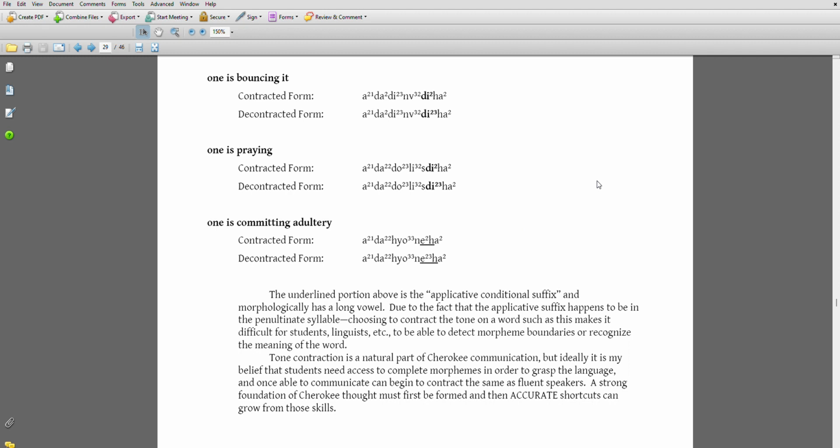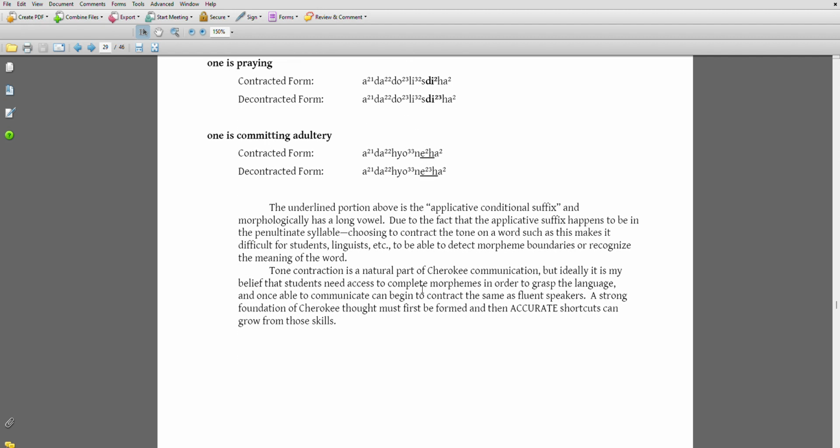Due to the fact that the applicative suffix happens to be in the penultimate syllable, choosing to contract the tone on a word such as this makes it difficult for students, linguists, etc. to be able to detect morpheme boundaries or recognize the meaning of the word. Tone contraction is a natural part of Cherokee communication, but ideally, it is my belief that students need access to complete morphemes in order to grasp the language, and once able to communicate, can begin to contract the same as fluent speakers. A strong foundation of Cherokee thought must first be formed, and then accurate shortcuts can grow from those skills.